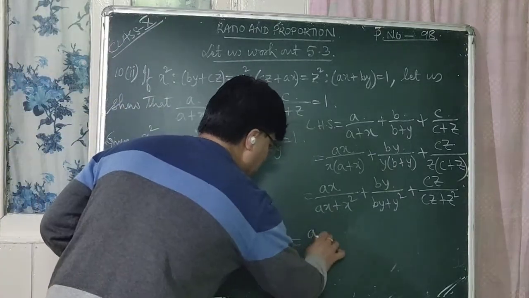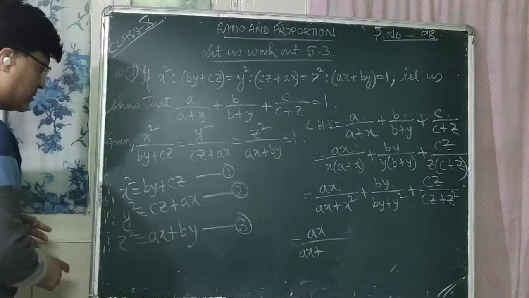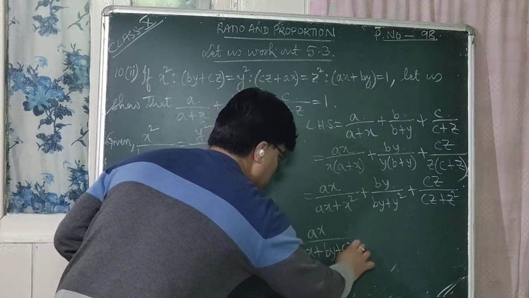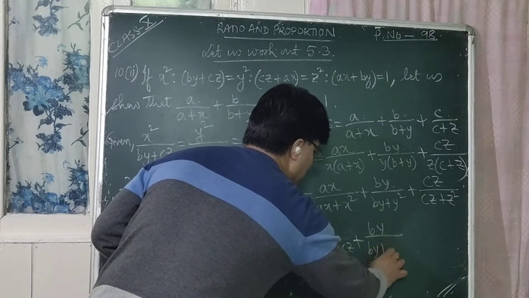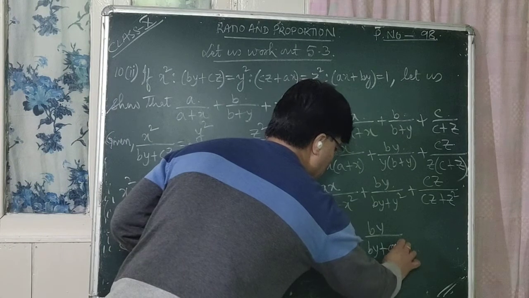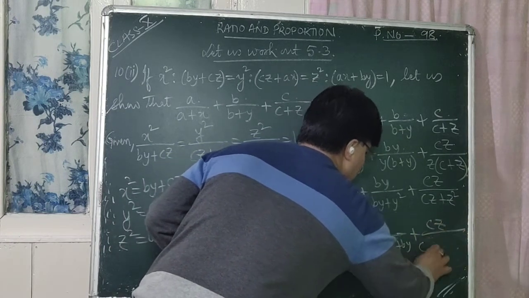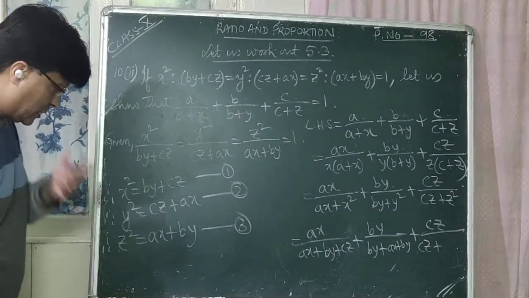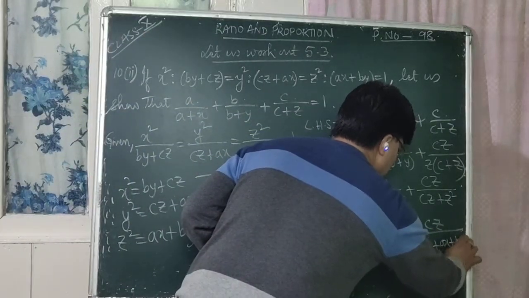So let us put the value: Ax divided by Ax plus, what is the value for x square? It is by plus Cz. It is by plus Cz, plus by divided by by plus, what is y square? It is Ax plus by. It is Ax plus by plus Cz divided by Cz plus, similarly what is z square here? Ax plus by. It is Ax plus by.